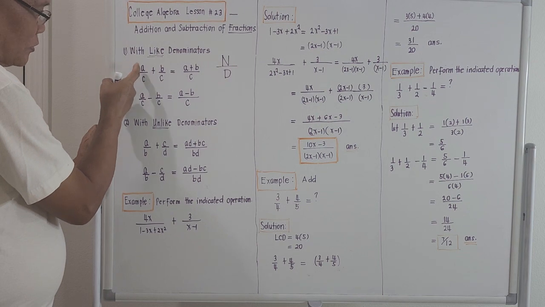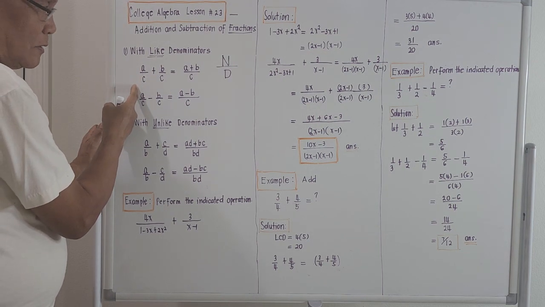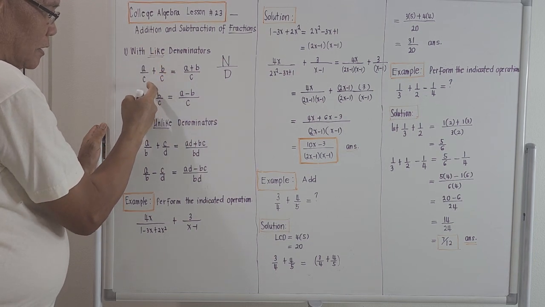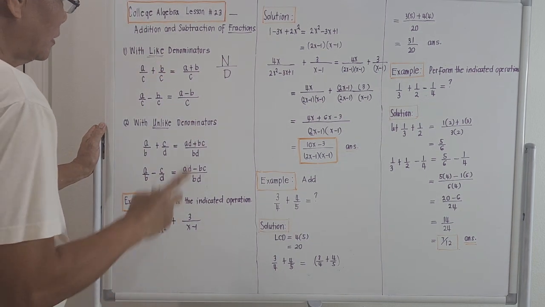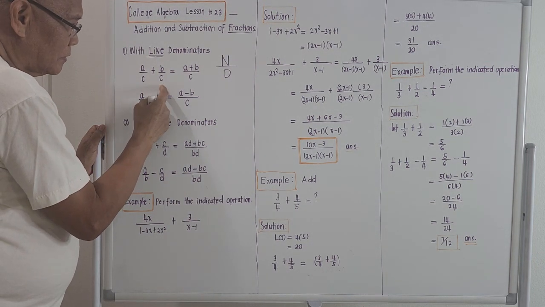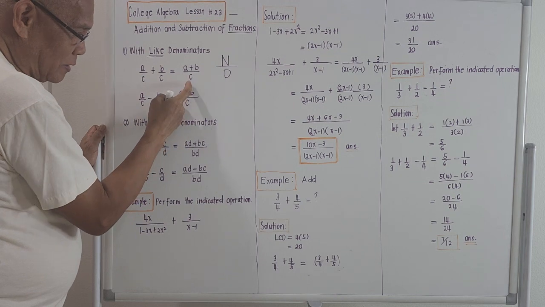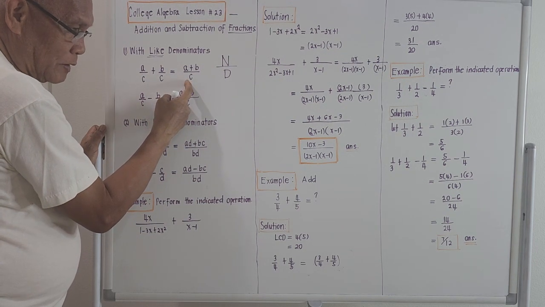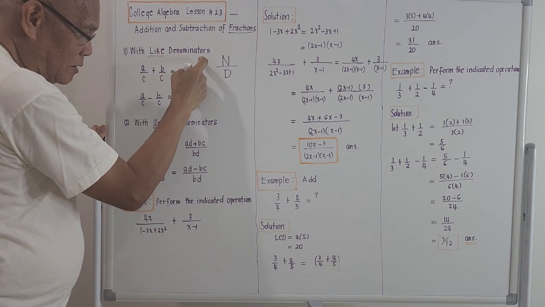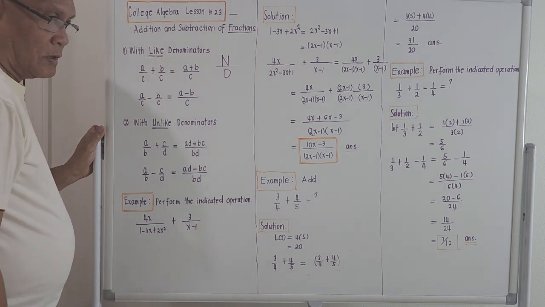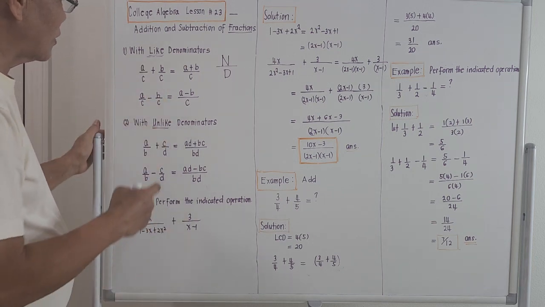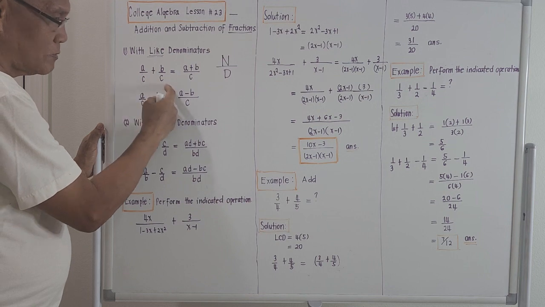We are given the fraction a over c plus b over c. The operation is plus, that's addition, and this should be equal to, if the denominators are the same, the common denominator, and the resulting numerator is the sum of the individual numerators. This is true for even three fractions, as long as the denominators are the same.